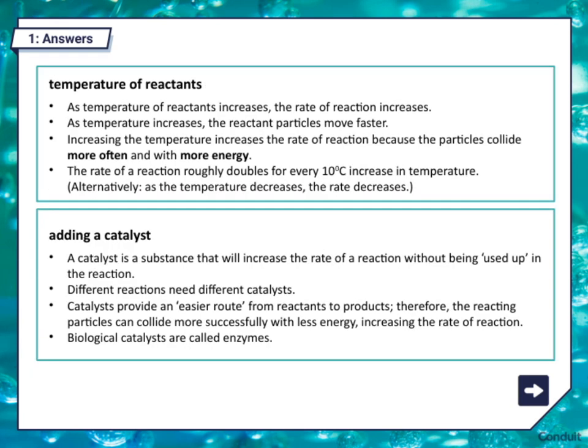Let's talk about how temperature affects the speed of a reaction. When we raise the temperature, the particles in the reactant start moving faster. That means they collide more often and with greater energy. Because of this, the reaction speeds up. In fact, the rate roughly doubles for every 10 degrees Celsius increase. On the flip side, cooler temperatures slow things down.